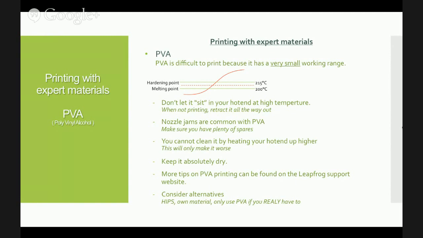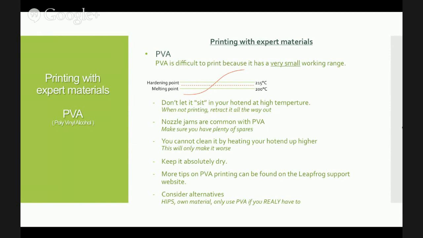You cannot clean your hot end by heating it up higher. PVA, the higher you heat it up, it will just solidify more. So as soon as you have a clog, the only way to declog it is to get your nozzle out and use a small piece of guitar string, and you can get the jammed PVA out of your nozzle.